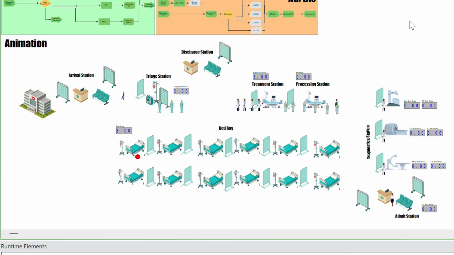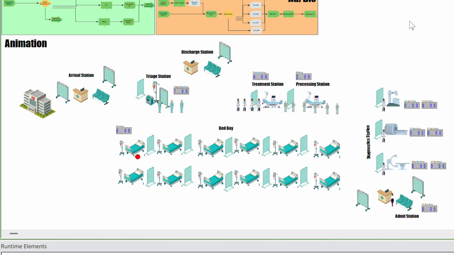Now, I'll walk you through the full animation of our ER model. This running animation shows exactly how patients move through the system, where queues form, and how each resource is being used in real time. We begin at the arrival station, where all patients enter the system. From here, there are 3 possible routes. 1. They go through triage. 2. They go directly to the bed bay. Or 3. They exit the ER immediately.